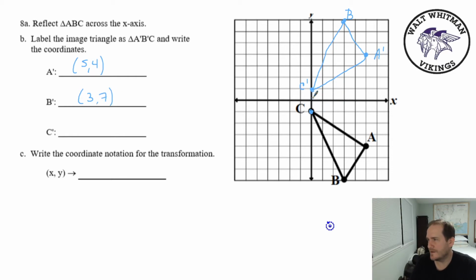And C is at 0, 1. Okay, and then what's the rule for this transformation? Well, xy is going to map onto... I don't see any coordinates flipping. I just see y values that were negative turning positive. So x will stay in its normal position, unchanged. Y, we need to change the sign of, because looking at C, it had a negative y. Its image has a positive y. That's what we're doing.